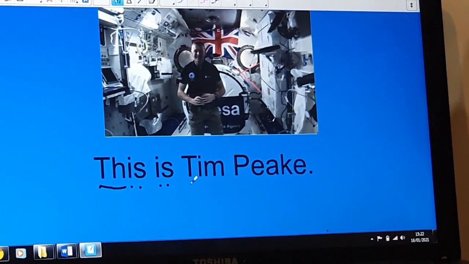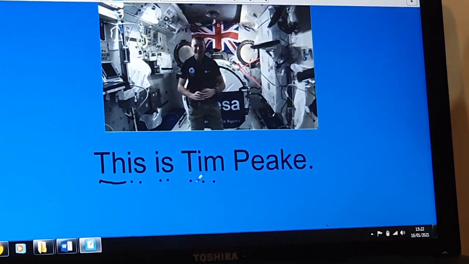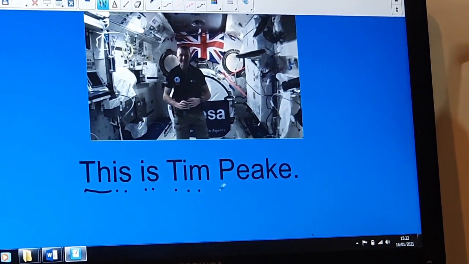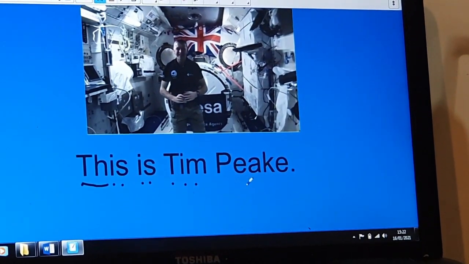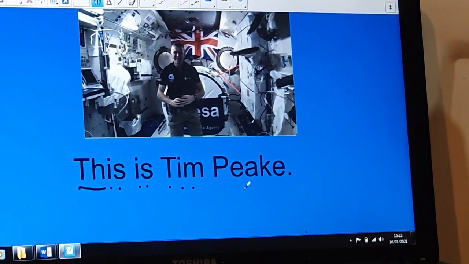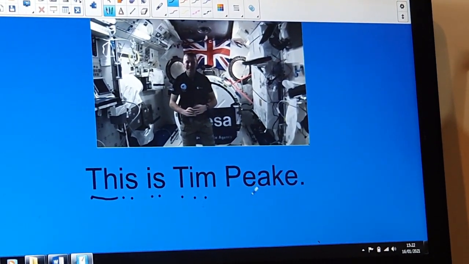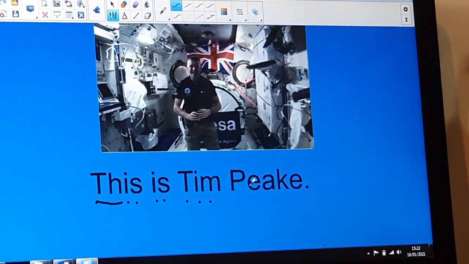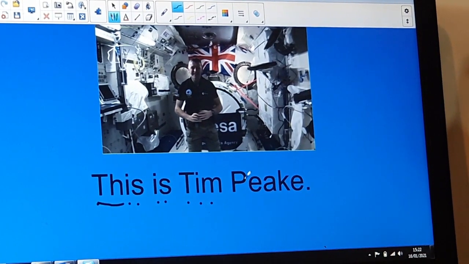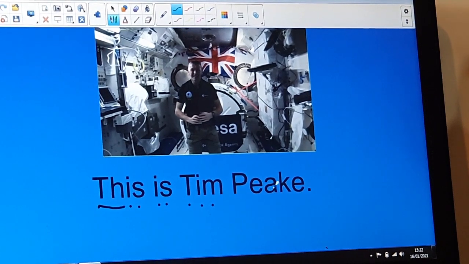This is Tim. This is Tim. Now, this word is slightly different because it's his name and it's spelt a particular way. So this has got a different E sound. Sometimes when we have an E and an A together, it does actually make an E sound, and you will learn that later on. But for his name, it does actually make an E sound.